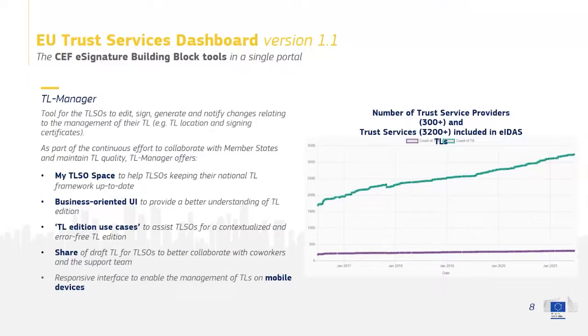Now the user interface, it's more business oriented to provide a better understanding of the trusted list edition. So in the previous TM manager, it was kind of a good looking and a user-friendly edition of the XML. Now we provide, in fact, the edition of the trusted list using some use cases. So it introduces the next point, which is the TL edition use cases.